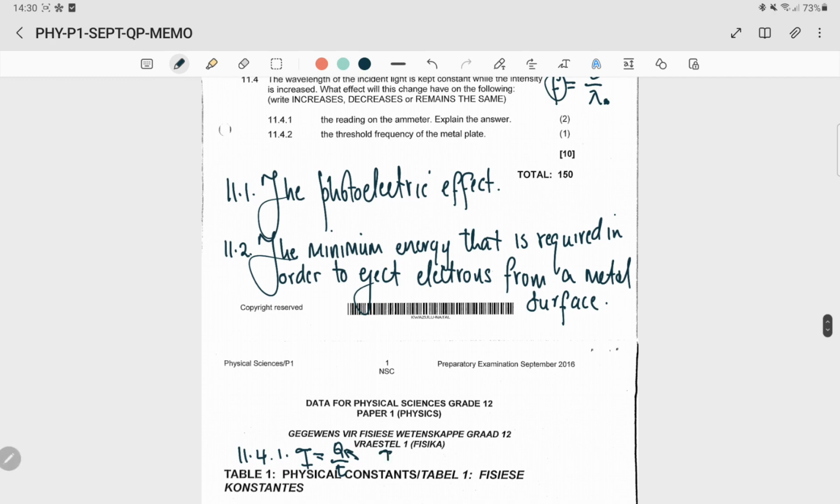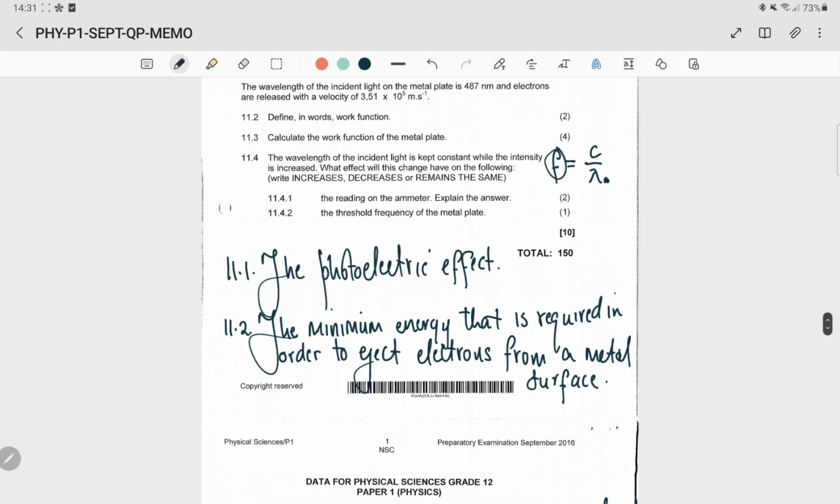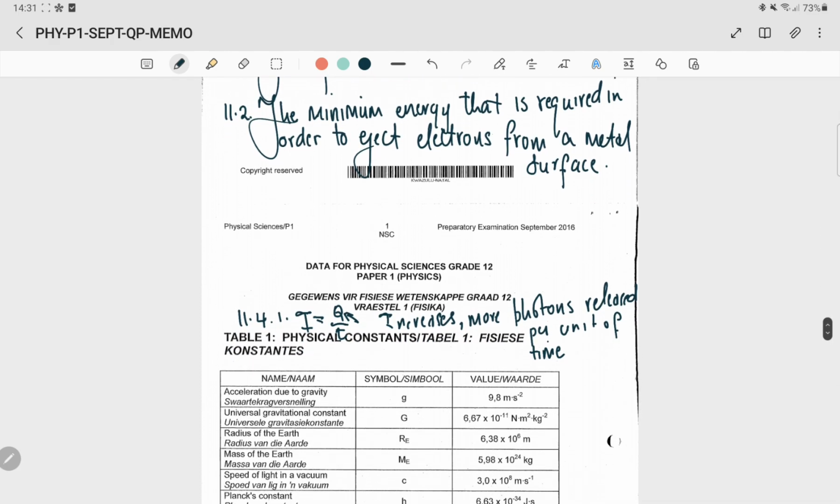So, increases, more photons released per unit of time. The threshold frequency of the metal plate will just remain the same.